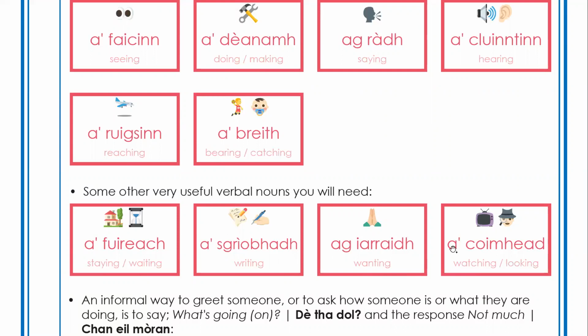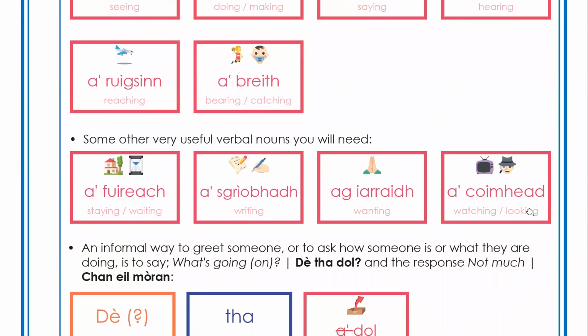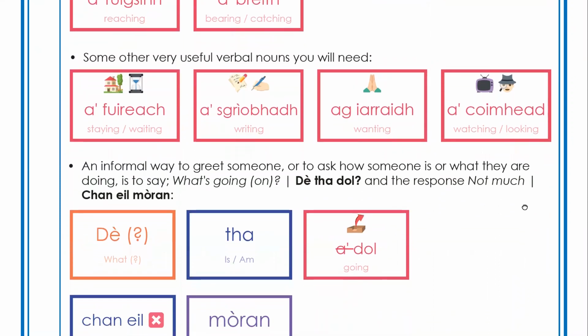And also a coed, watching or looking, and this can be pronounced a ced, which is what I would normally say. And you also have here a coed, or a coed, watching, looking. So they're just some useful ones we're going to encounter to describe what we're doing from day to day.